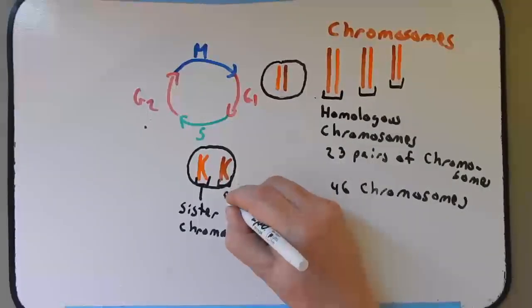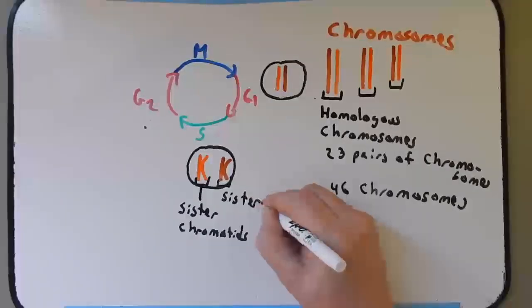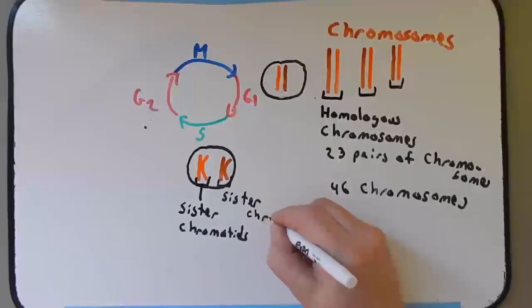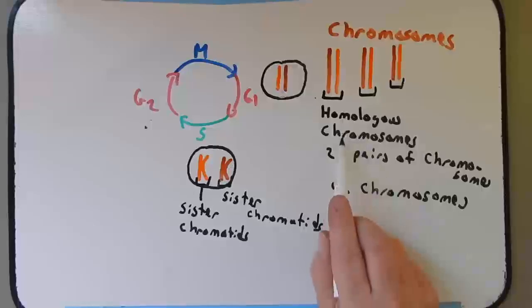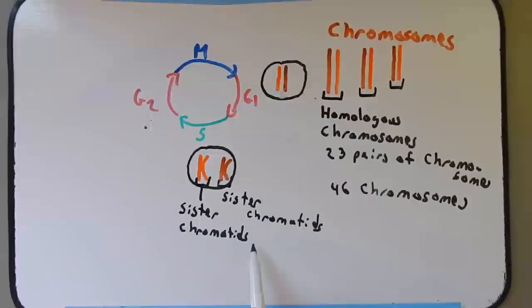These two are also sister chromatids. Don't get confused with homologous chromosomes and sister chromatids. That's something that often gets confused. During S phase, the homologous chromosomes are copied. The copied pairs here are called sister chromatids. The sister chromatids are identical to each other.